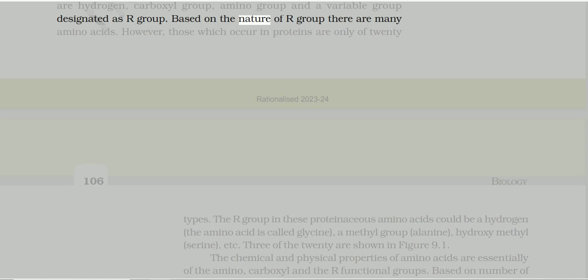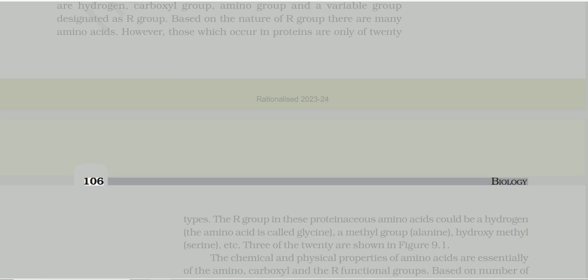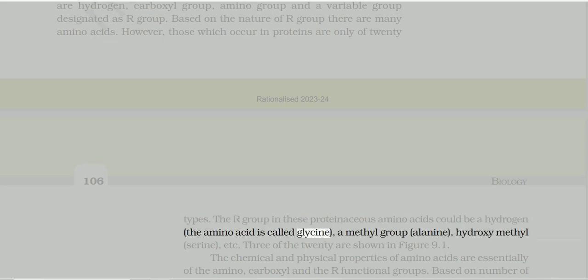Based on the nature of the R group, there are many amino acids. However, those which occur in proteins are only 20. The R group in these proteinaceous amino acids could be a hydrogen, and the amino acid is called glycine; a methyl group, alanine; hydroxymethyl, serine; etc. Three of the 20 are shown in Figure 9.1.